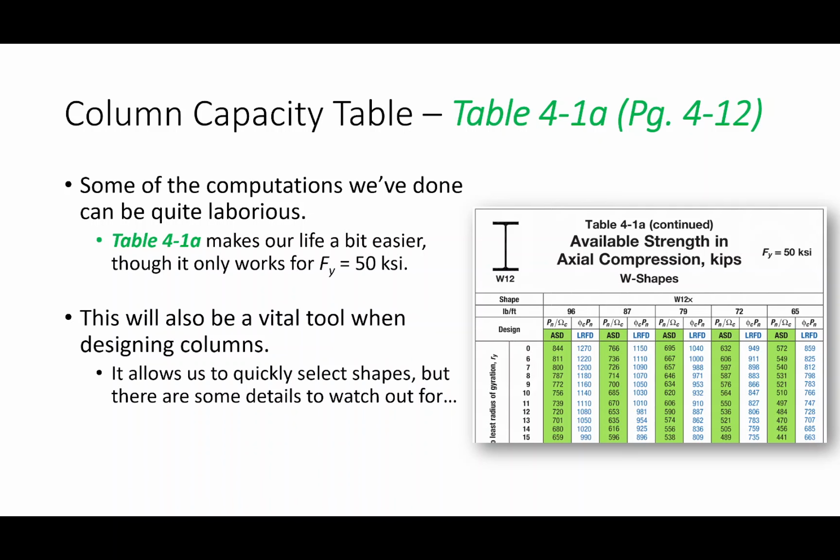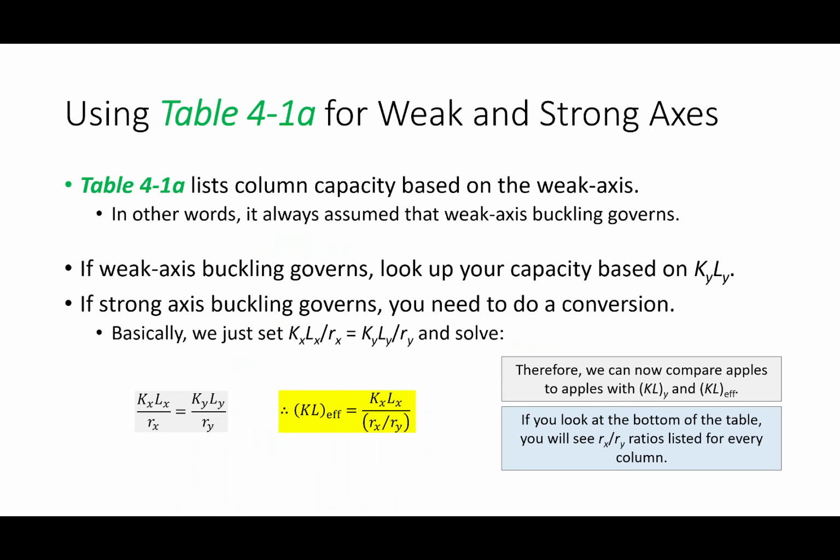looking up capacity. Now, just so everybody's aware, there's a table 4.1a, but then there's also a 4.1b and a 4.1c. So please make sure that you're in the right table when you're using it, because the difference is they're different yield stresses. 4.1a is for 50 ksi. 4.1b is like 65. 4.1c is like 70. Okay. All right. So here's the rub with table 4.1a, and I'm just going to highlight this, and we'll discuss it a little bit more later.